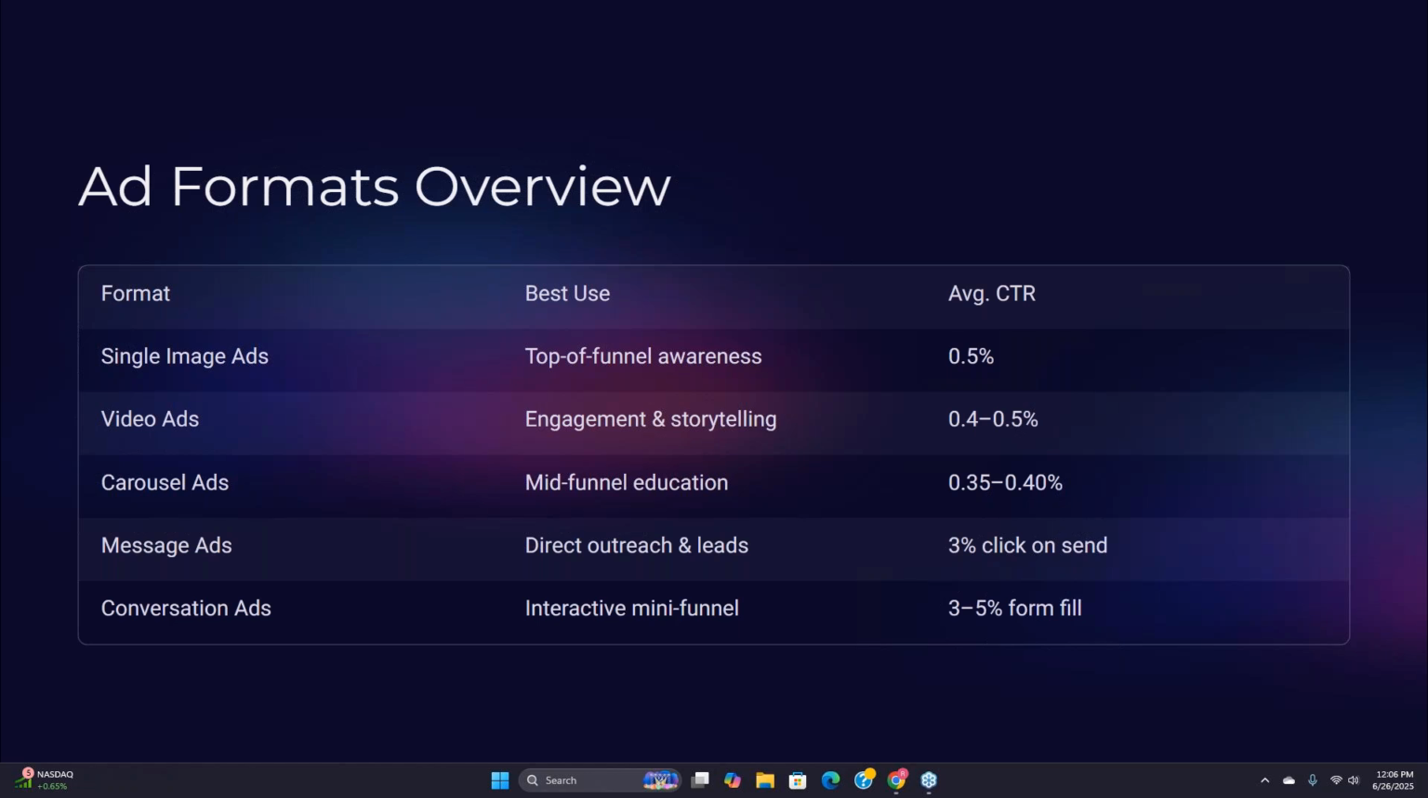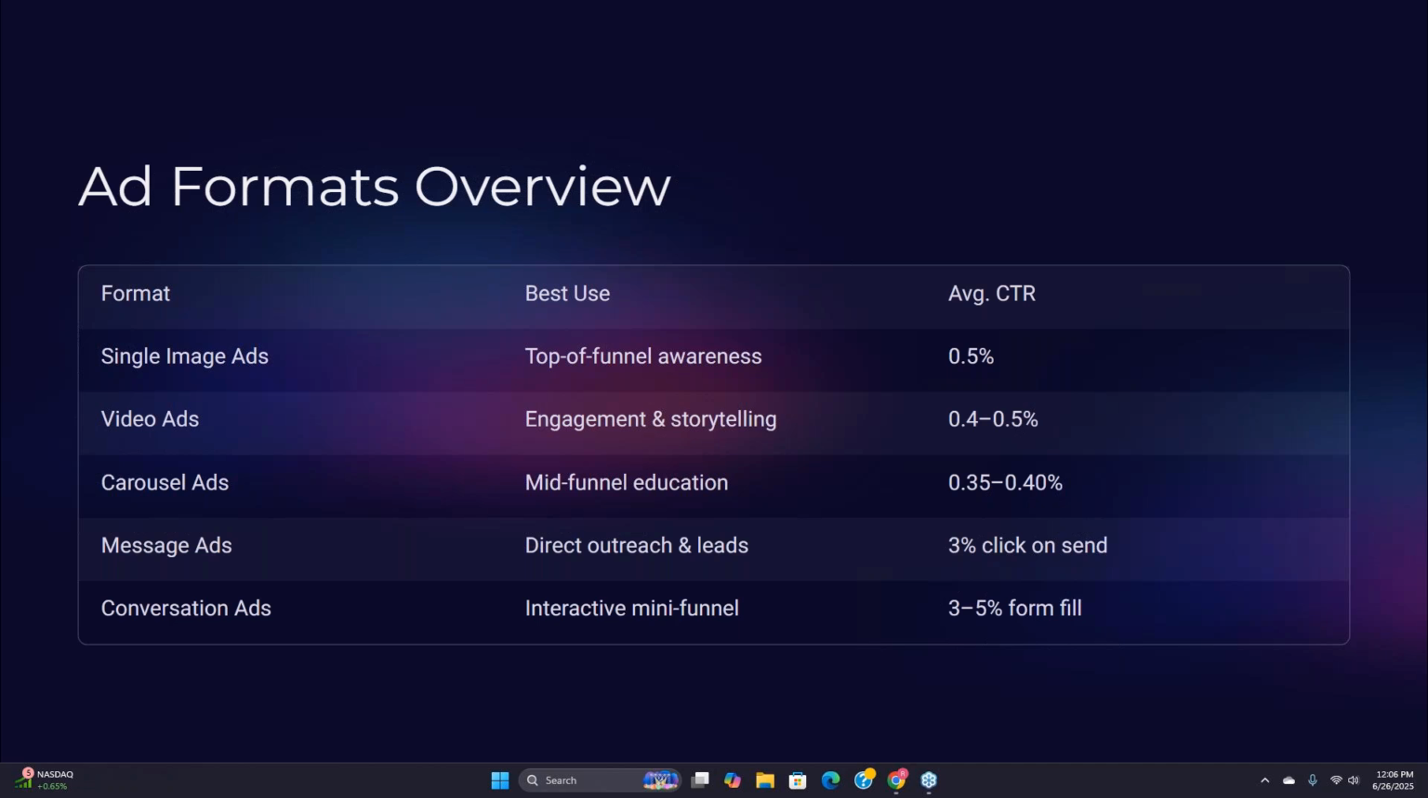Message ads, which we're going to talk about today. This is direct outreach and leads, roughly a 3% click on send. And then you've got conversation ads. Now these two differ. Message ads, sponsored message ads, are just a simple message ad delivered straight to the inbox of the recipient.